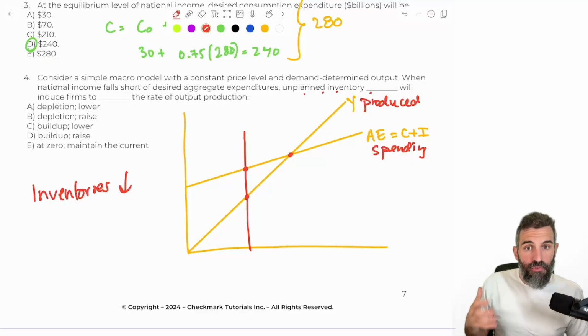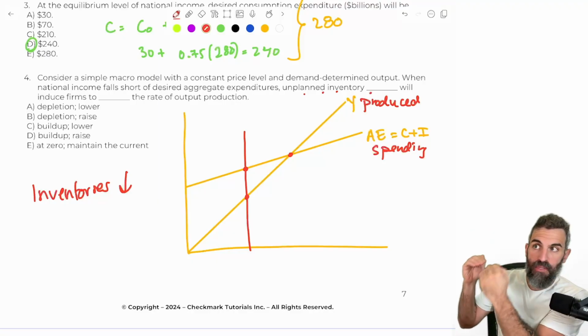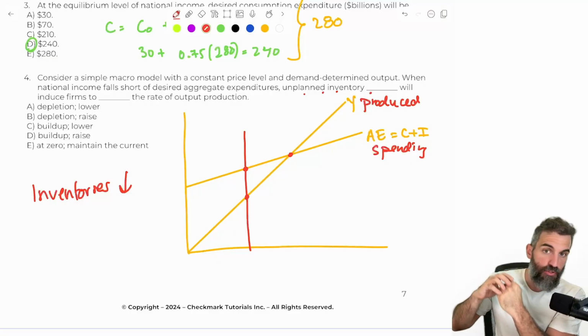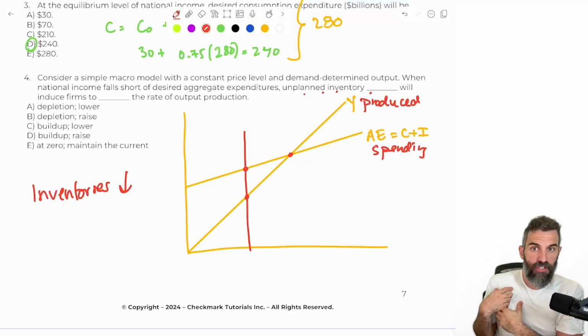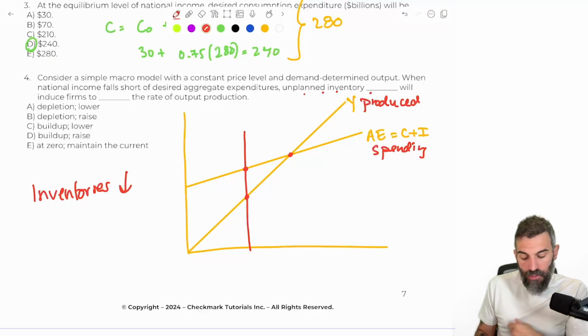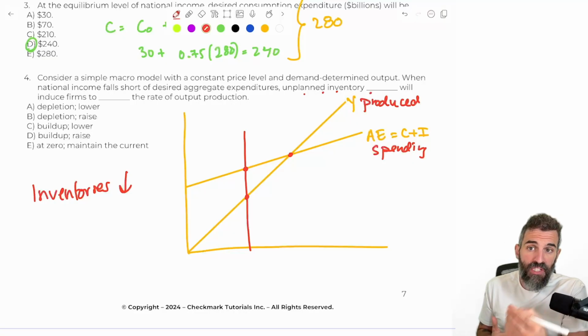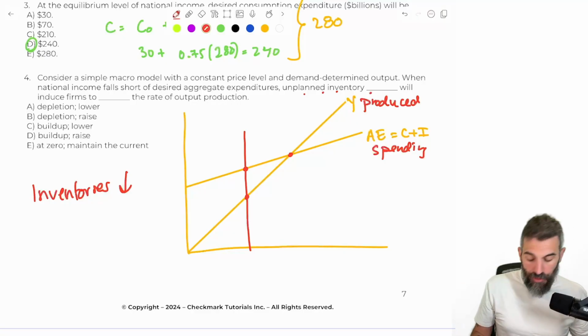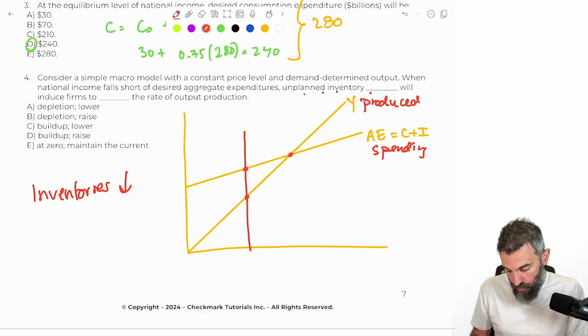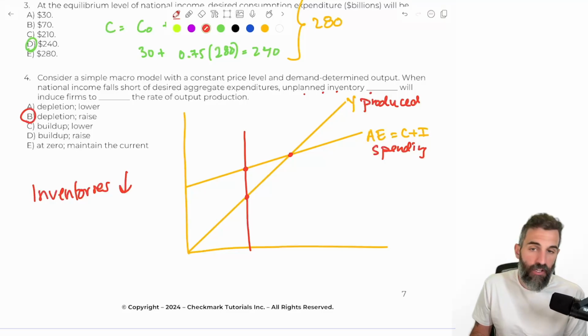And what companies will do as a response to that is they're going to start producing more, which is the logical response, guys. What would you do in your business? If you see that your inventory is depleting because you're producing 10 units a day, but your customers are buying 20, how are you going to respond? You're going to start making 20 units a day to try and meet your demand, right? So unplanned inventory depletion will induce firms to increase production. So B, raise the rate of output production. That's what happens when you're not at equilibrium.